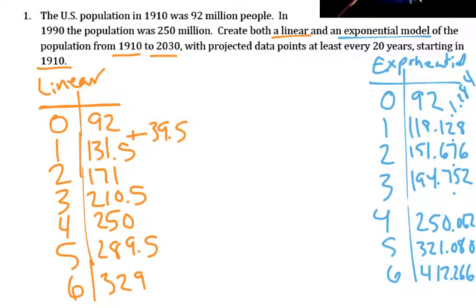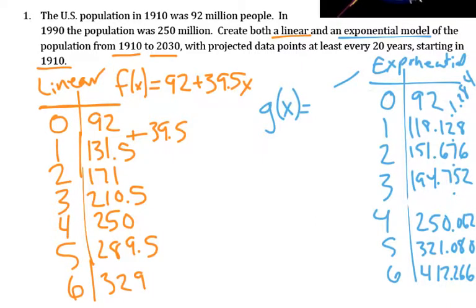And we could come up with an equation easily, right? F of x equals 92 plus 39.5x. And with our exponential, an equation, let's actually call it g of x. G of x would equal 92 times 1.284 to the x. Now in my graphing calculator, I'm going to graph that because that's going to give us our most accurate look at it. Let's compare the two.